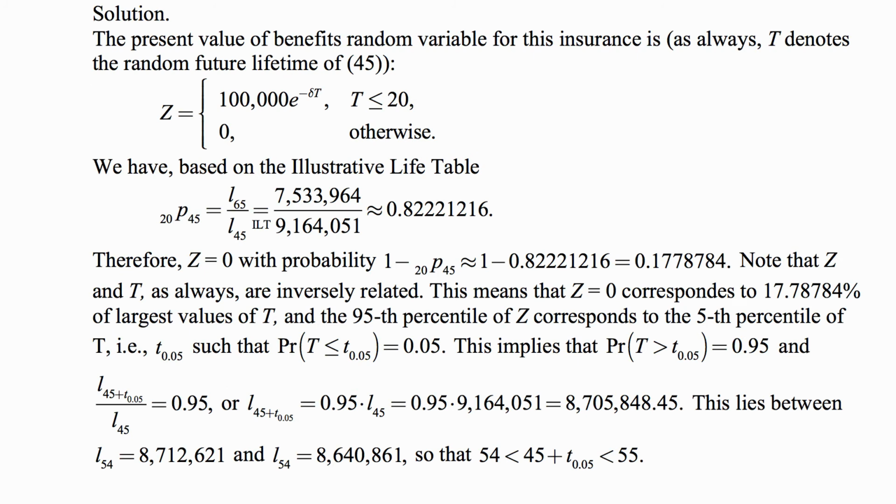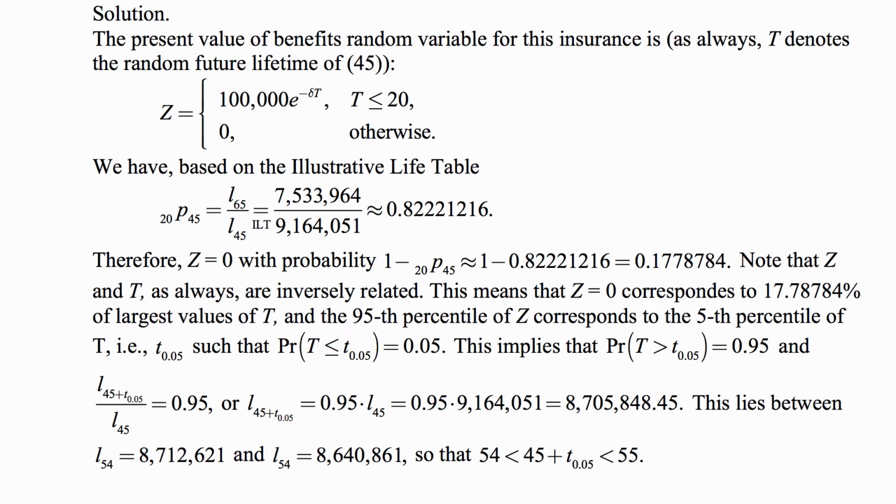The present value of benefits random variable for this insurance will be denoted by Z, which is standard notation, and T, as always, denotes the random future lifetime of the person that bought the insurance. So for the person who bought it at age 45, Z is 100,000 times e to the minus delta t, if t is less than or equal to 20, and 0 otherwise.